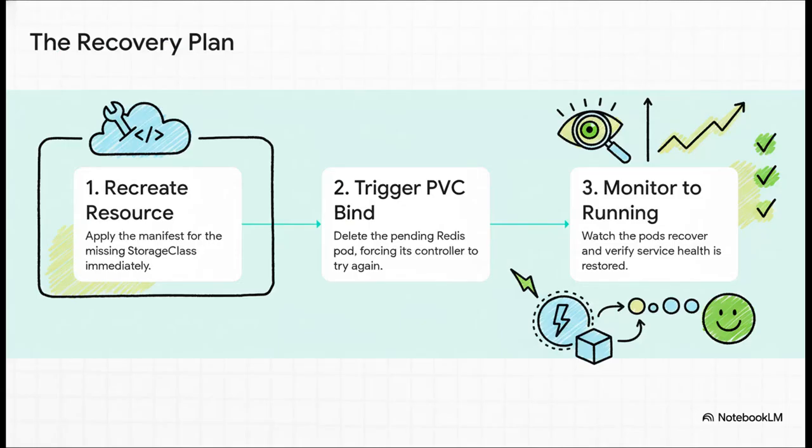Here's our 3-step playbook. Step 1, we have to bring back that missing storage class. We've got its definition in our infrastructure as code repo, so we'll kubectl apply that YAML file immediately.